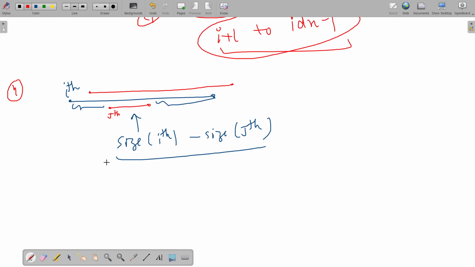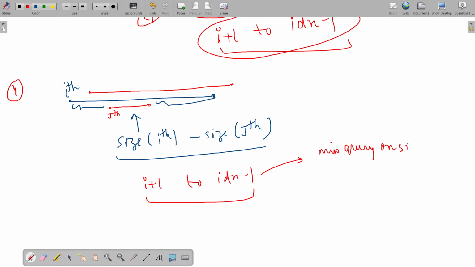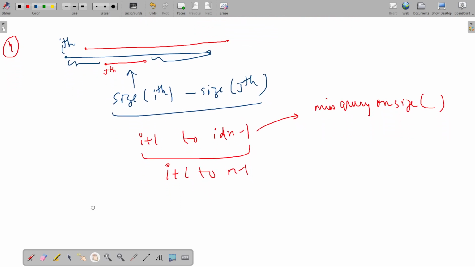But it won't really matter. So I will first tell you what you have to do. Basically, from i plus 1 to idx minus 1, size of i is fixed, size of j is not fixed. So you want to minimize size of j. So you will do a min query on size of j in this range. Even if you do it in the range of i plus 1 to n minus 1, it will not impact anything. Now I will explain why.